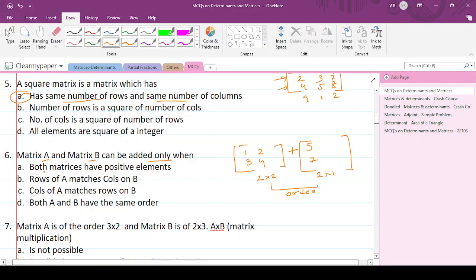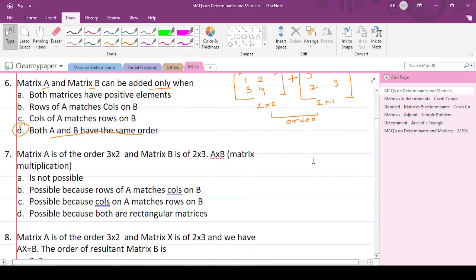Let's check out the choices. Both matrices have positive elements, not true. Rows of A matches columns of B, not true. Columns of A matches rows of B, again that's not true. Both A and B have the same order. Yep, hands down, this is the answer, because we need the same number of rows and columns, which means both matrices A and B will have the same order, which is 2 by 2 in this case.